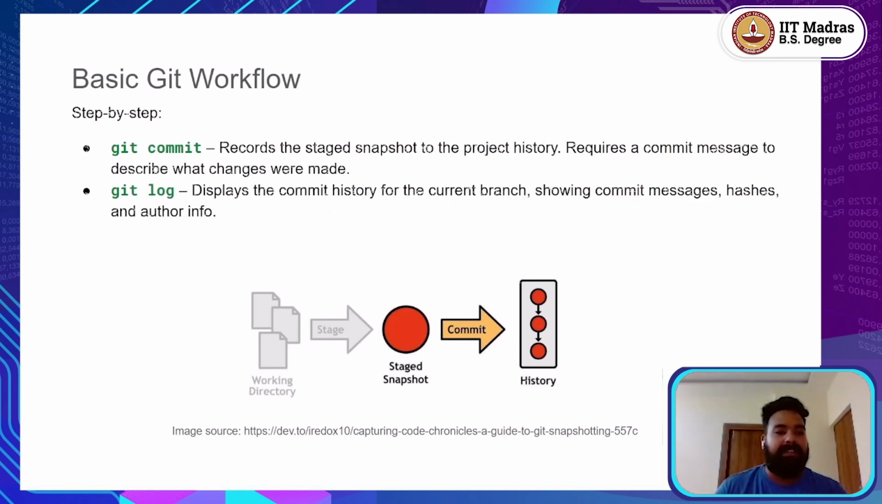Once your changes are staged, the next step is to commit them. Using git commit, you create a snapshot of your project at that point in time. Commits require a message, and this message should briefly describe what changes you have made. Over time, these commit messages form a useful history of your project's development. You can always look back at the history of your commits using the git log command. This shows all your commits on the current branch, along with details like the commit message, the author, and a unique commit hash. This history allows you to trace when and why changes were made.